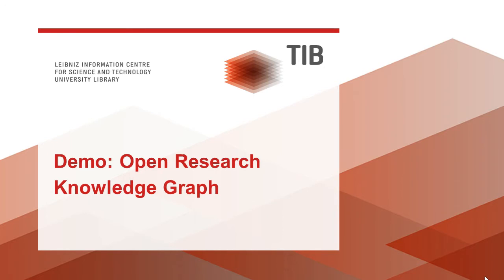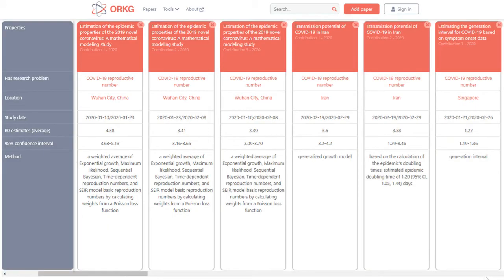Now I would like to show you how we implement that in the Open Research Knowledge Graph. So one research problem which currently affects us all is the COVID-19 reproductive number, the so-called R0 value. And there were a number of studies published initially in China, later in Iran and Singapore and Italy about determining this reproductive number. Each publication contains 15, 20, 30 pages and describes in detail the method and the approaches.